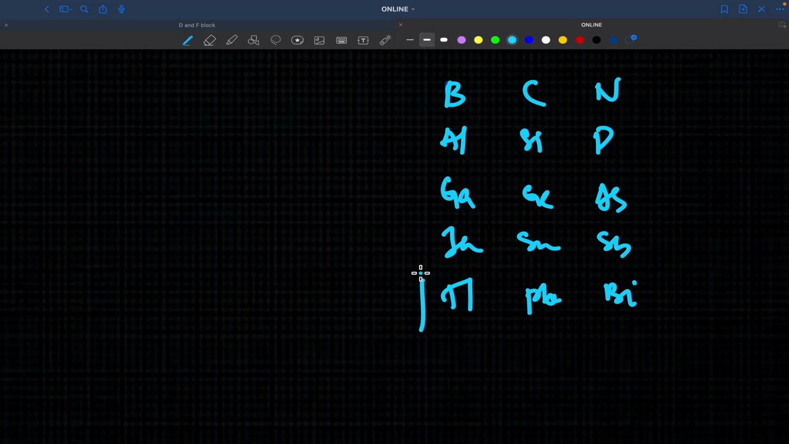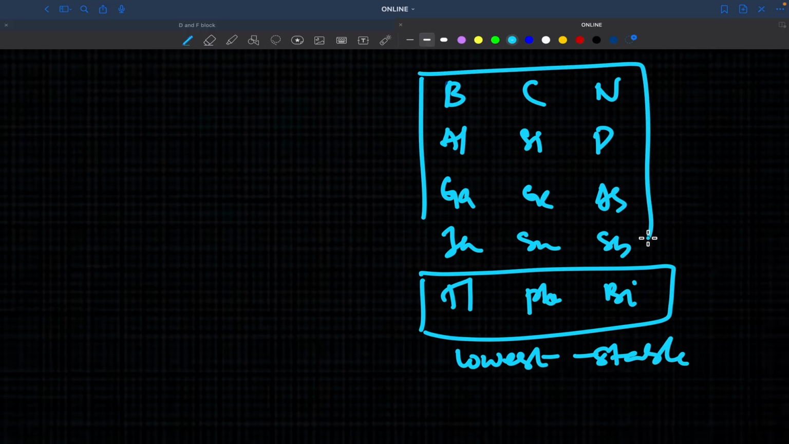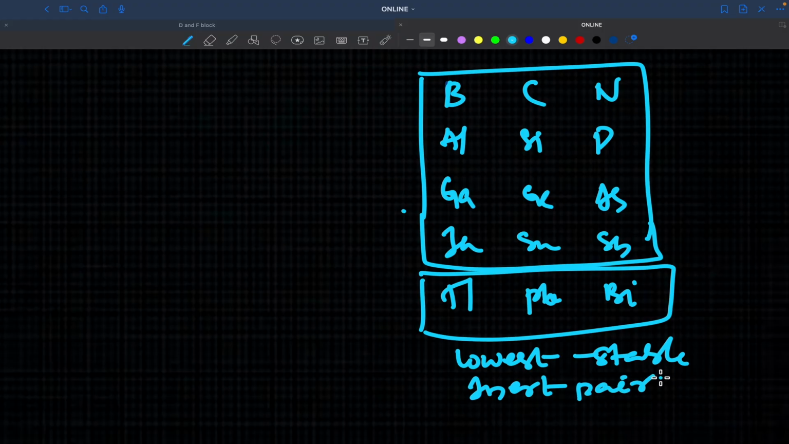So ikkada heavy elements ki lowest oxidation number stable. Dentlo idi P block. In P block, the lowest oxidation number is more stable than the highest oxidation state. Its reason is the inert pair effect.